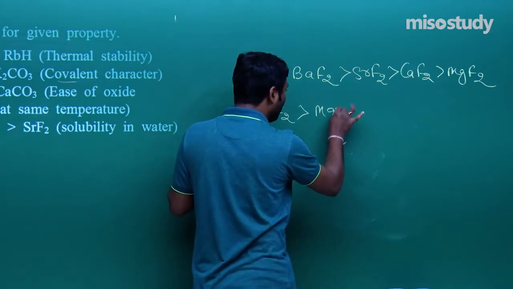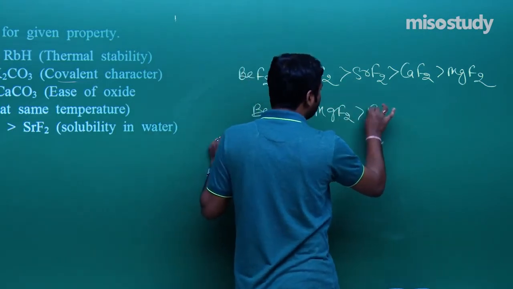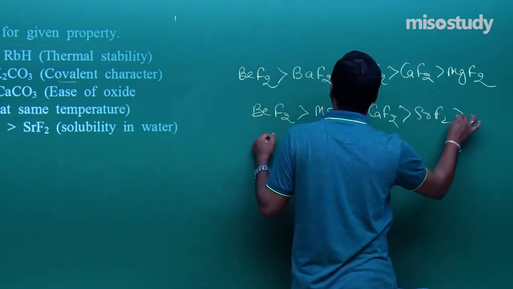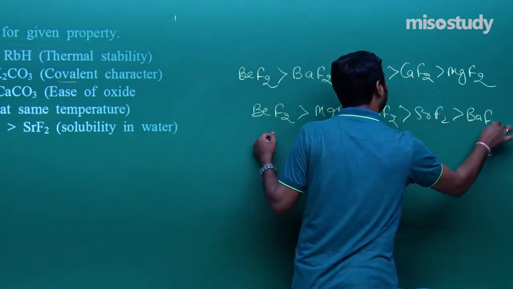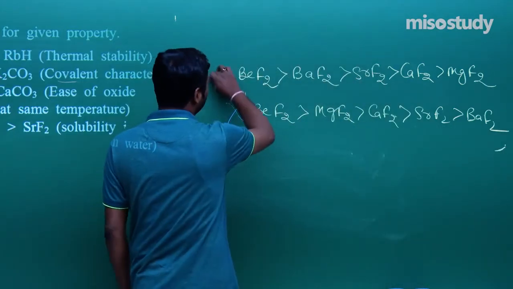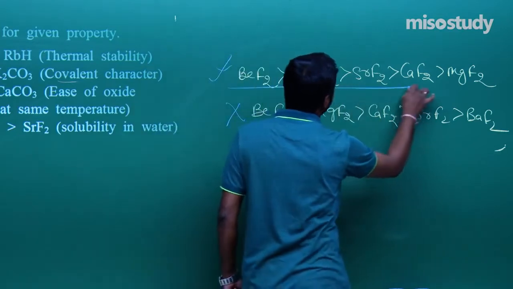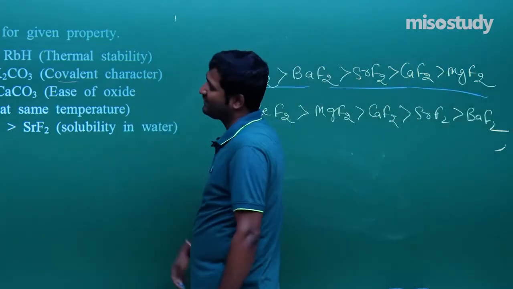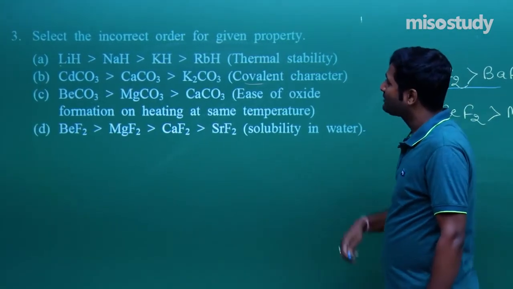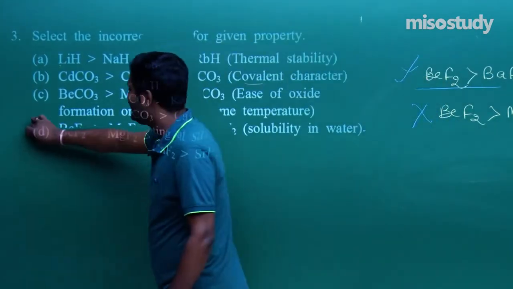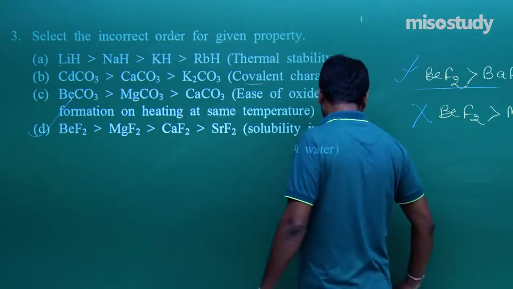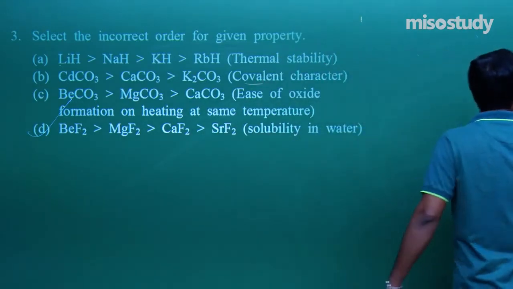So this is not the correct order according to the degree of hydration. BeF2, MgF2, and CaF2, then there comes SrF2, then there comes BaF2. Clear to you? This is not the correct order, this is the correct order. This is slightly tricky and anomalous behavior. So this option is the correct option. So for this, D is the correct answer. Clear, friend? Now wait for a moment.